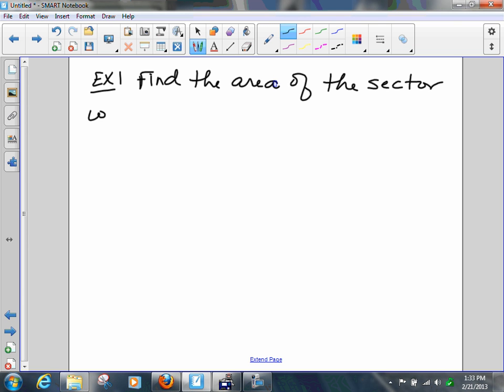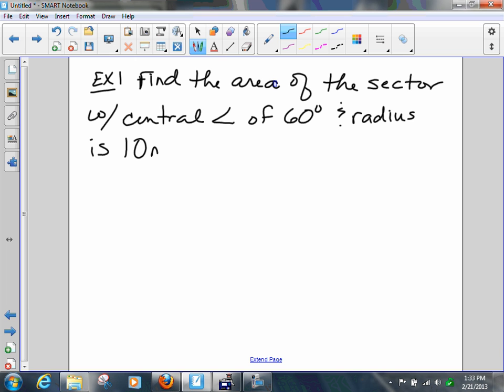Find the area of the sector with central angle of 60 degrees and radius is 10 meters. What's the first thing that I'm going to have to do? Draw it. It's not going to hurt you. I promise. Draw my same angle for all the angles. 60 degrees. What else am I given that I can put into my picture? 10 meters, which is my radius.